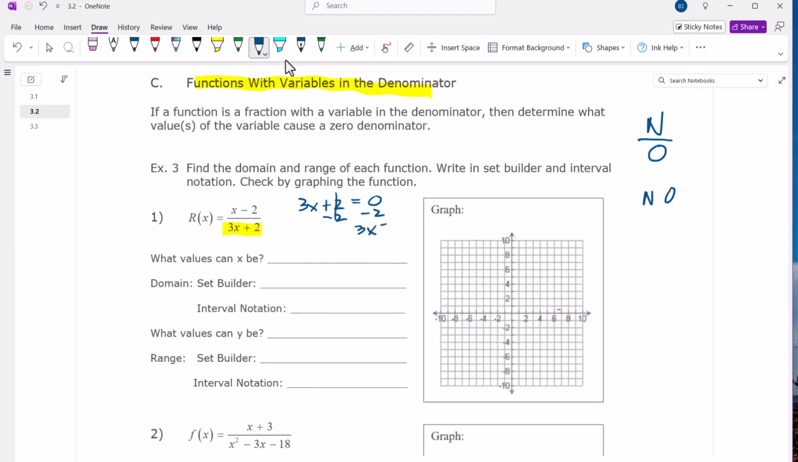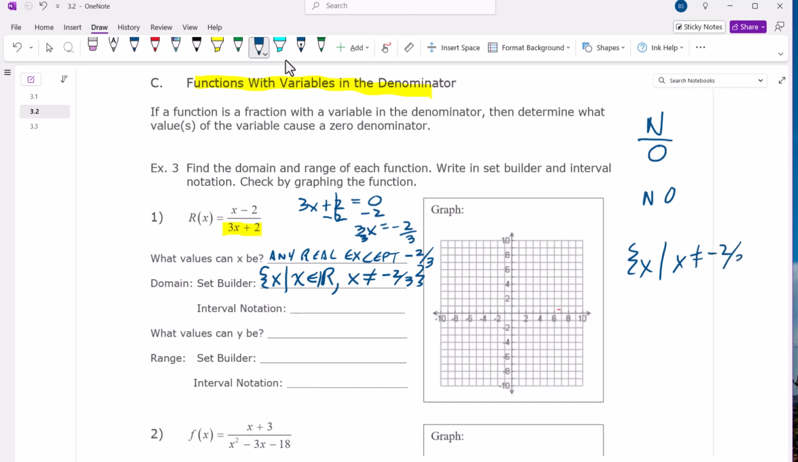And we get 3x equals -2, then divide by 3. So x can really be any real number except -2/3. So it can't be that. You can write this like this: set of x such that x is a real number, and then put a comma, and you could say x cannot equal -2/3. Okay, and actually, if you just write it as set of x such that x is not equal to -2/3, that's okay. That implies that it's any real number.